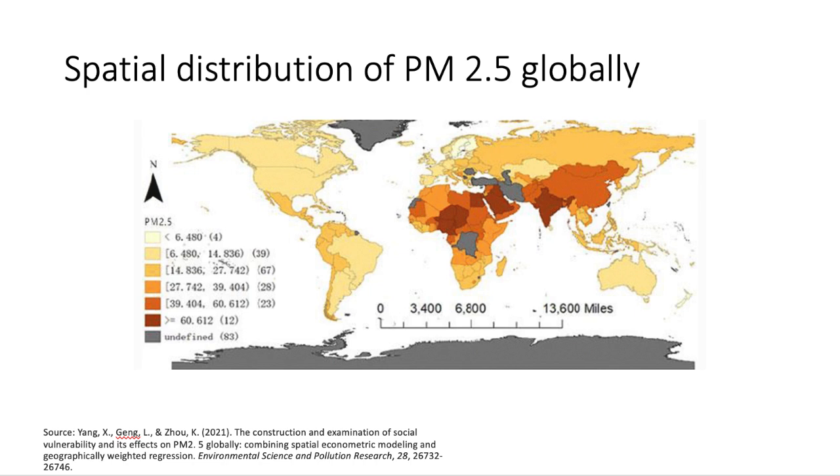PM2.5 is not even. It is socially structured. So take a look at this map. The spatial distribution of PM2.5 around the world. Outdoor air pollution causes 4.2 million premature deaths annually. And the World Health Organization tells us that 89% of these deaths occur in low and middle income nations. So my question for you is, why would there be more PM2.5 in low and middle income nations? What could explain this trend?